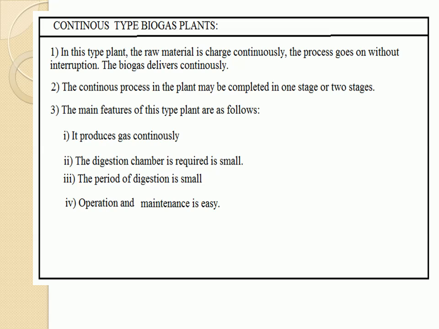The continuous plant may be either single stage or two stage. Some features of the plant: it produces the gas continuously. Number one, the digestion chamber required is very small. Number two, the period of digestion is small. The operation and maintenance are very easy, and installation is also easy, but it may have a drawback in single stage. We have to see that next.